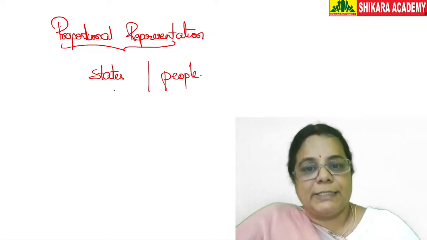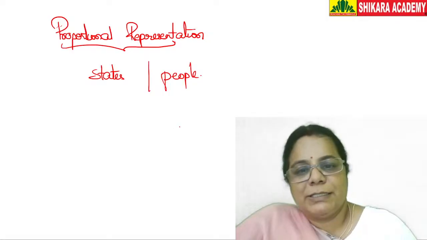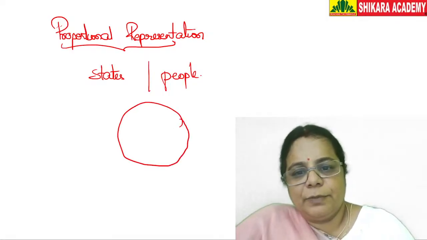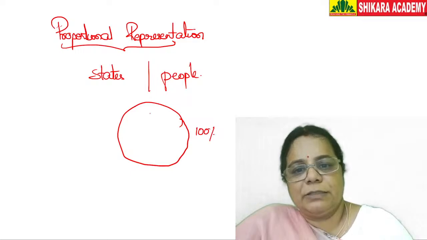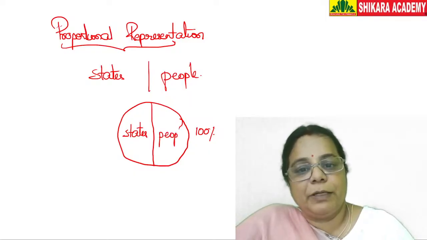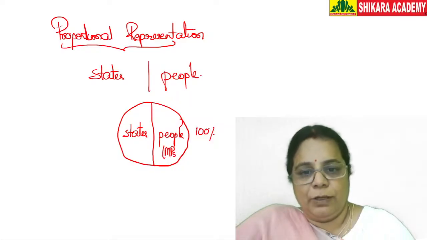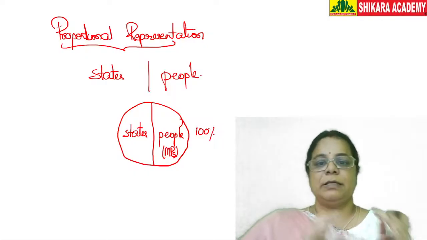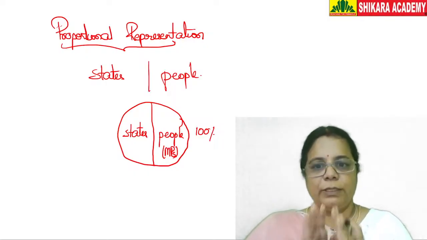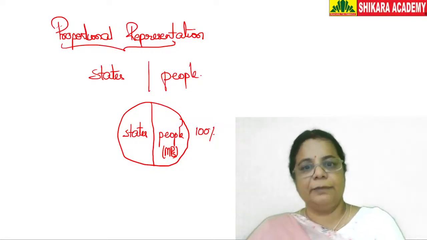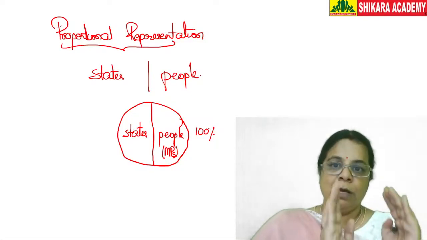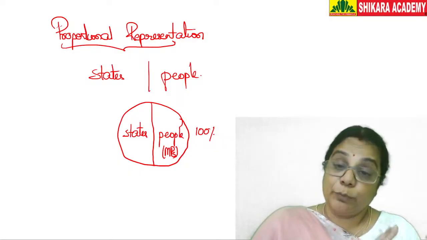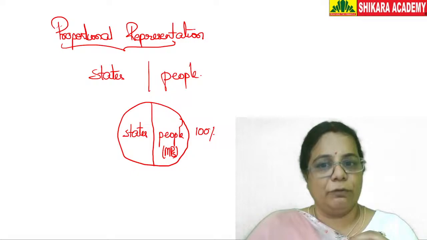When we talk about the states in India and people in India in presidential elections, it is as simple as if this is 100% votes in presidential elections, 50% of it comes from states, and 50% of it comes from people represented by the MPs of Lok Sabha and Rajya Sabha. So basically, proportional representation here means that 50% of the entire vote value in the presidential election should come from the states in India. 50% of the entire vote value should be coming from the people of India represented by the MPs of parliament.